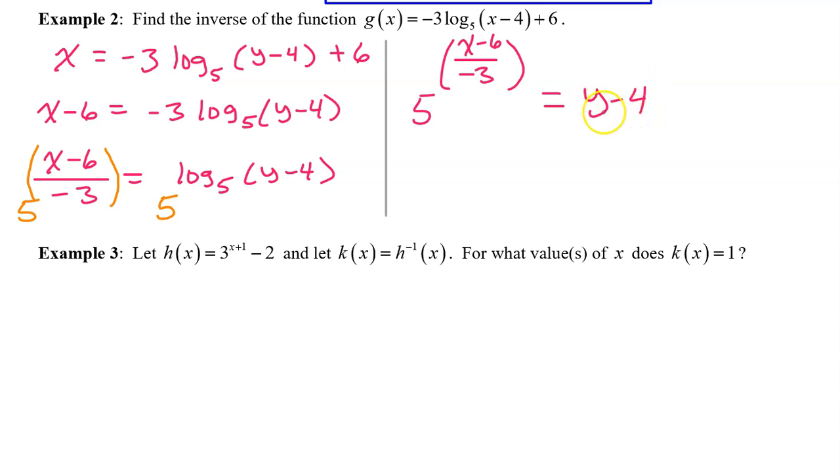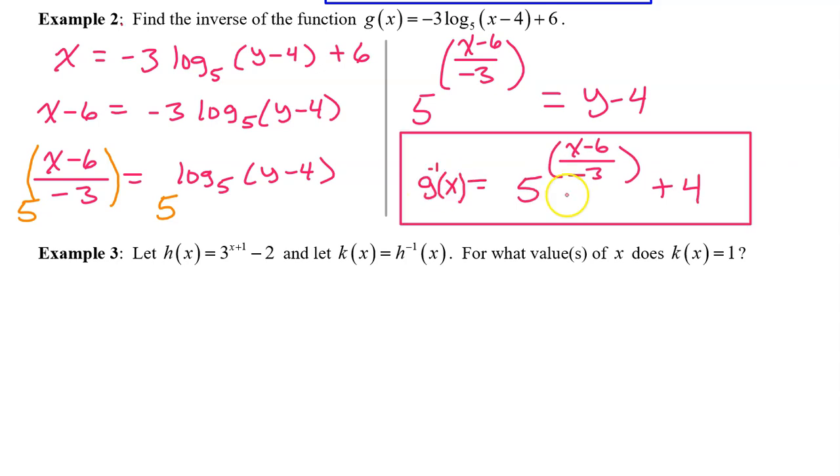We are trying to solve for y at this point, so we just need to add 4 to both sides of the equation. So we are going to get y is equal to 5 to the x minus 6 over -3, and then to all of this, we will add the 4. This is basically the answer, but because the original function was called g of x, we should call the inverse g inverse instead of y. So this is the inverse of function g.